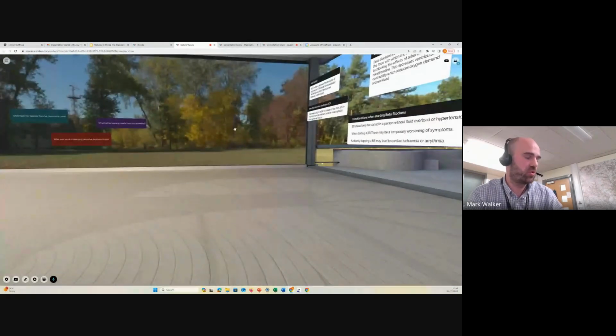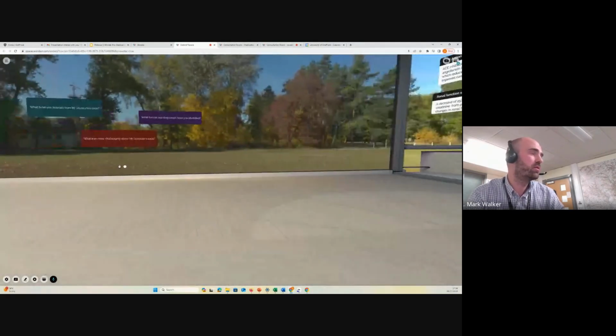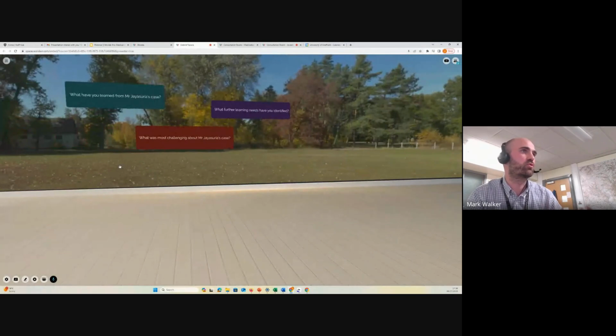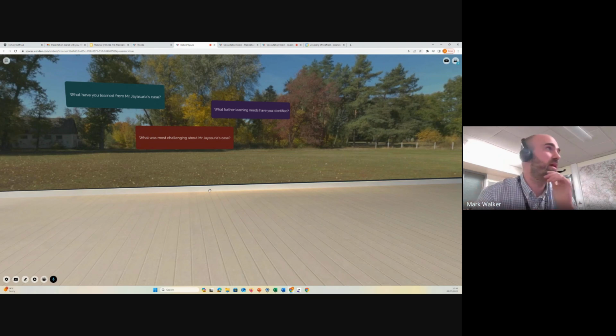And also when the tutorial finishes, they can sit as a group and they know there's a time for them to talk about the experience they've just had. So they're going to talk about what they learned, what they need to go away and learn, what was challenging about the case, because some challenges are intertwined here. So they move through 3 different rooms in the space.